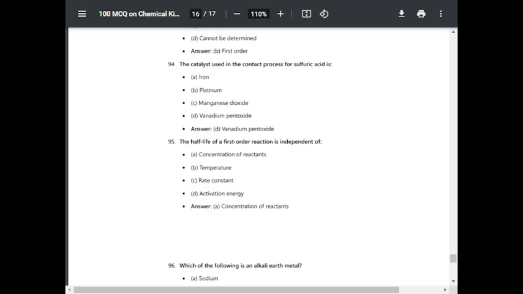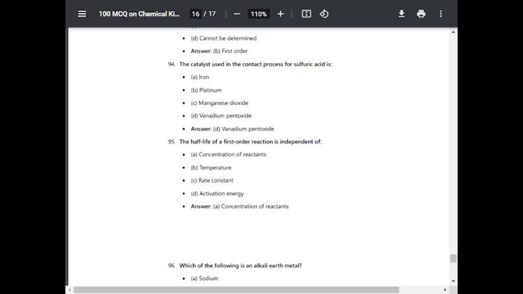Question number 94. The catalyst used in the contact process for sulfuric acid is option A iron, option B platinum, option C manganese dioxide, option D vanadium pentoxide. The correct answer is vanadium pentoxide. The catalyst used in the contact process for sulfuric acid is vanadium pentoxide.